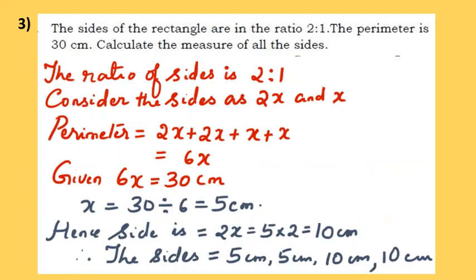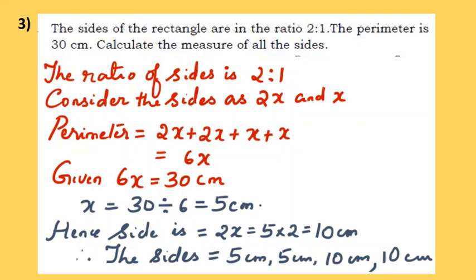Okay, third problem is here. Let me read the question. This is also from the exercise and from your textbook. The sides of the rectangle are in the ratio 2:1. The sides means one is length, one is breadth. That means one is double the other. Or I can also say that one is half the other. Breadth is half of the length, or length is double the breadth. The perimeter is 30 centimeter.